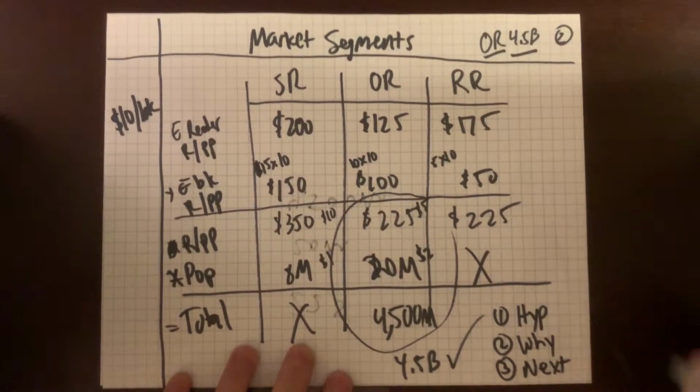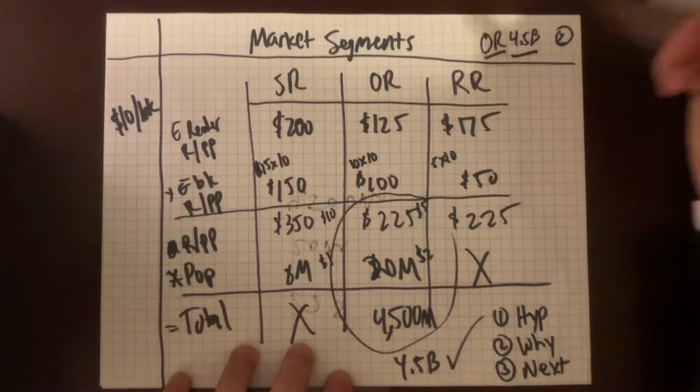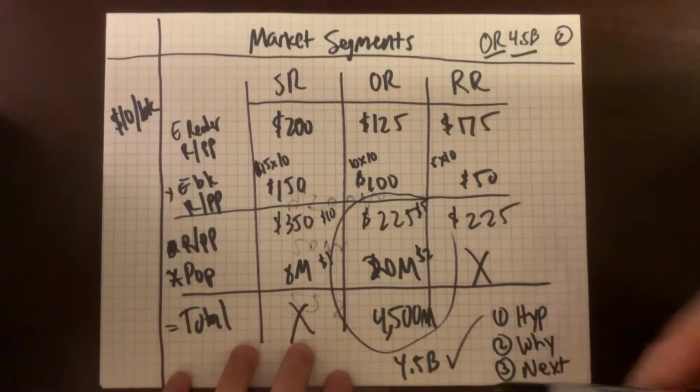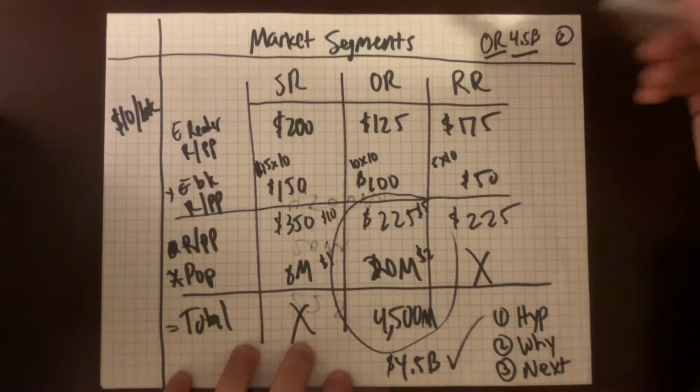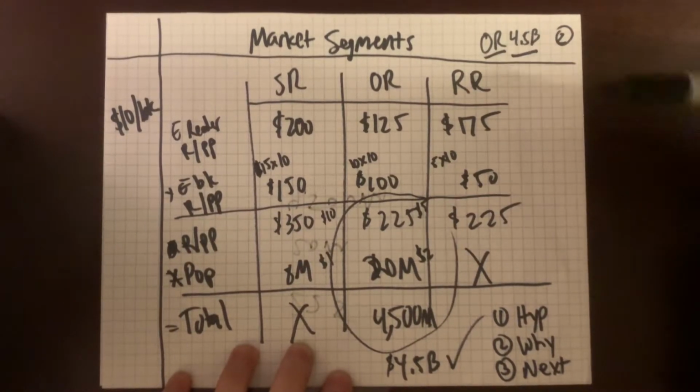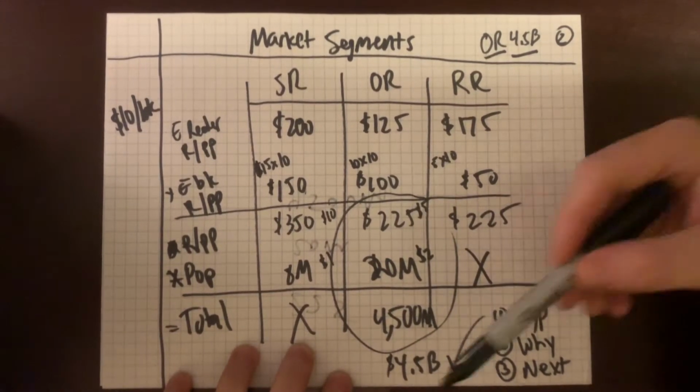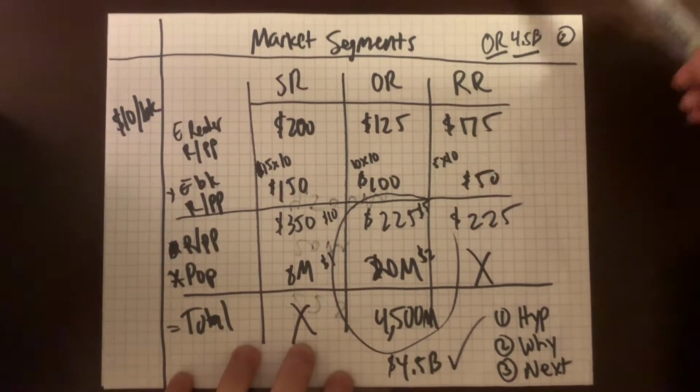So to answer the question on which segment we should target, we should go into our hypothesis, why, next steps. So what's my hypothesis here? Well, my hypothesis is that the occasional reader is the most attractive segment because it's the largest with 4.5 billion in overall market size. This is in dollars. As a matter of next steps, I'd like to segment my occasional readers and start thinking about the revenues and costs associated that we could achieve if we enter the market segment.